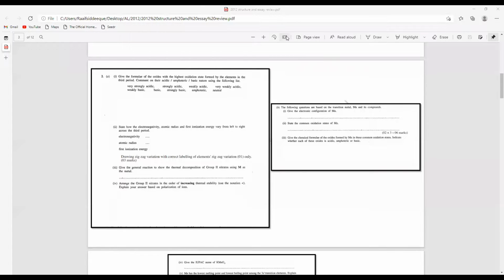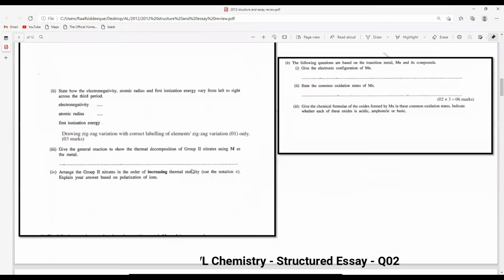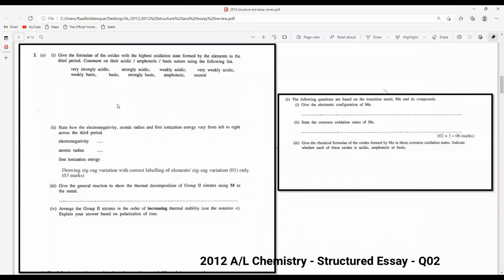Okay, so question number two. It states the very general principle of the P block and the elements, where we describe the acidity and basicity of the oxides and the hydroxides of the third period and fourth period in general. So this question is mostly related to that.